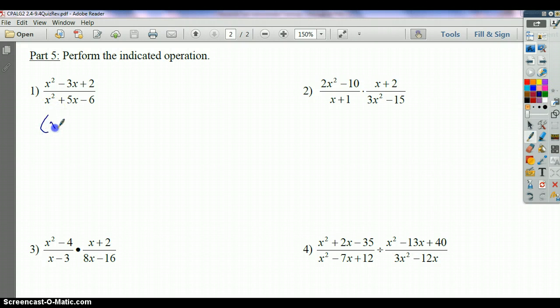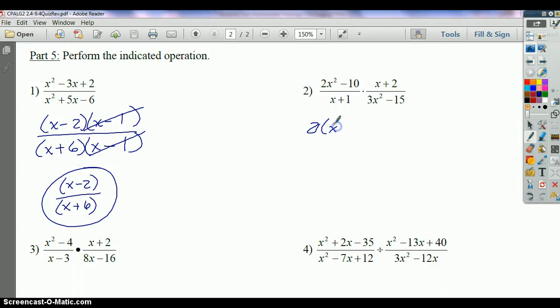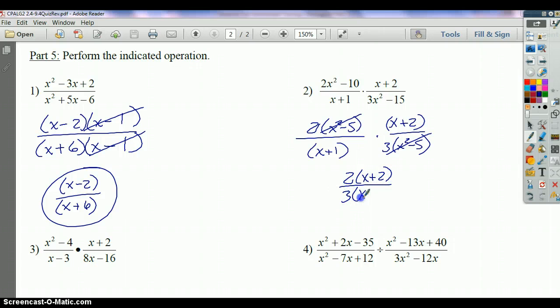Okay, so this one here is x and x, plus minus plus is minus minus, 2 and 1. Over x and x, I'm going to have plus minus, 6 and 1. So those cancel out. x minus 2 over x plus 6. Come on over here to 2. GCF of 2, I get x squared minus 5 over x plus 1, times x plus 2 over 3 times x squared minus 5. The x squared minus 5's match up. We're left with 2 times x plus 2 on top and 3 times x plus 1 on bottom.